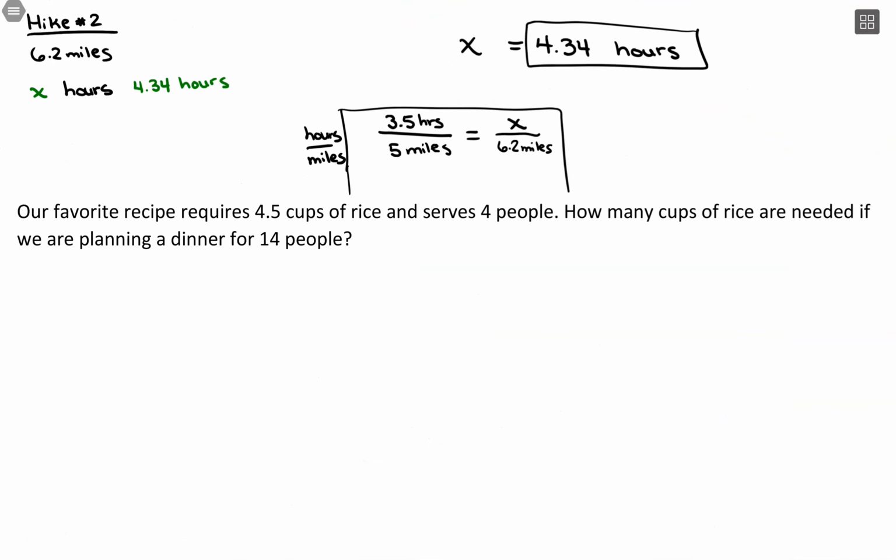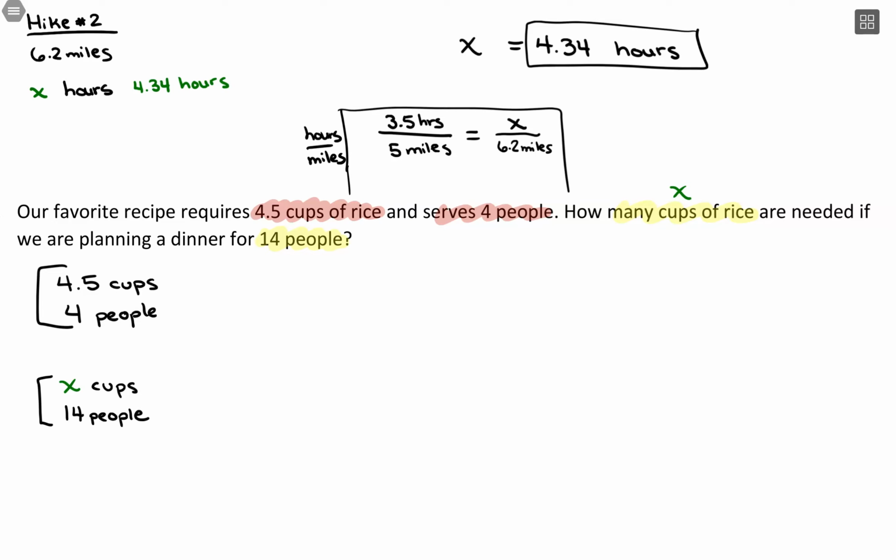All right, this last one here, our favorite recipe, requires 4.5 cups of rice. I'm going to go ahead and highlight that, and serves 4 people. So we have these pieces of information that connect together. So 4.5 cups to 4 people. So that works together. And then what we're looking for is how many cups. So this is going to be our unknown, are needed if we are planning a dinner for 14 people. So now we're going to have this unknown number of cups to 14 people.